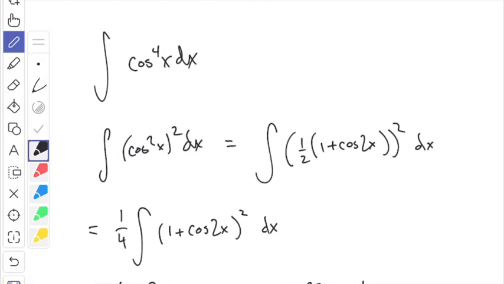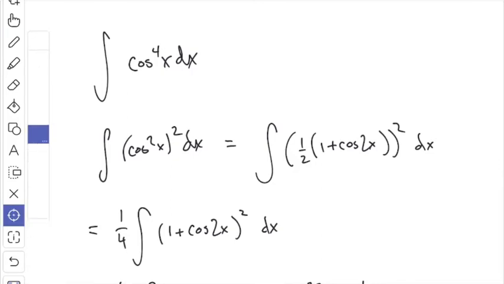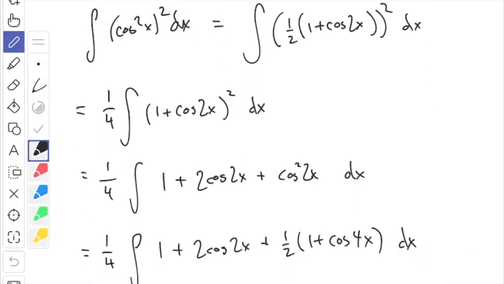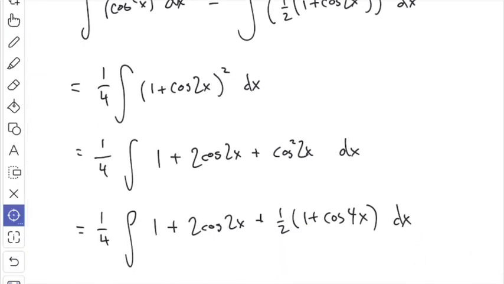Cosine to the 4, I write as cosine squared squared, and then the inner cosine squared, I use my formula for cosine squared of x, that half angle formula, this here. It still has a squared out here. I squared the 1/2 first and just took it out of the integral. You can leave it inside, but it messes things up in there. Then I have to do the FOIL on this, 1 plus cosine 2x. When I do the FOIL, I get this.